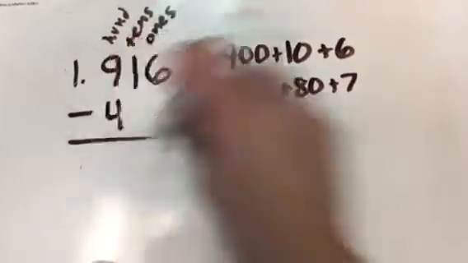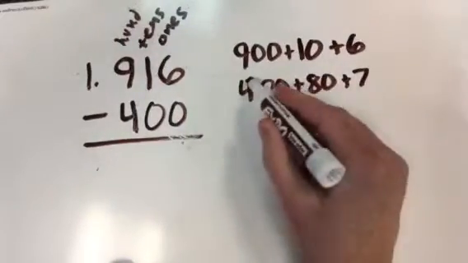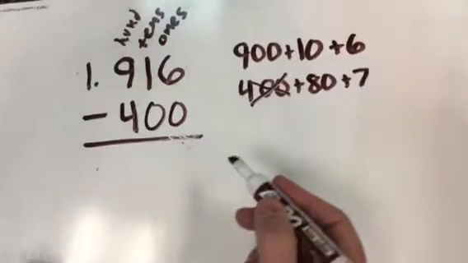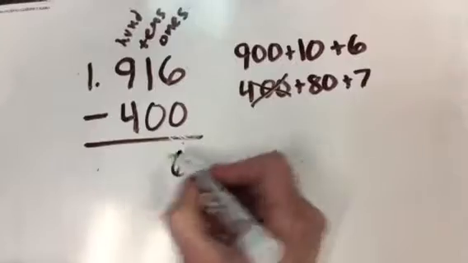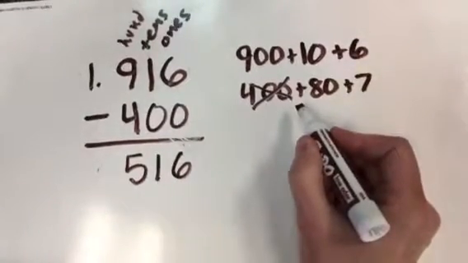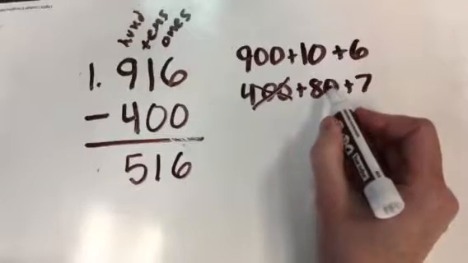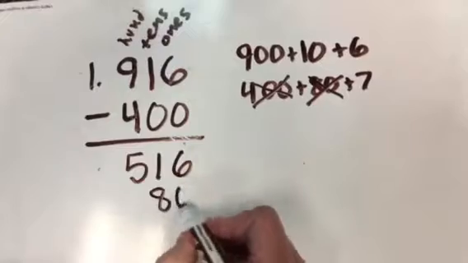The first thing I'm going to do is subtract the 400. And then I will cross it out to remind myself visually that I have subtracted that value. Now that I've subtracted the value 400, I'm going to subtract the value 80 and cross it out so I remember that I've subtracted it.